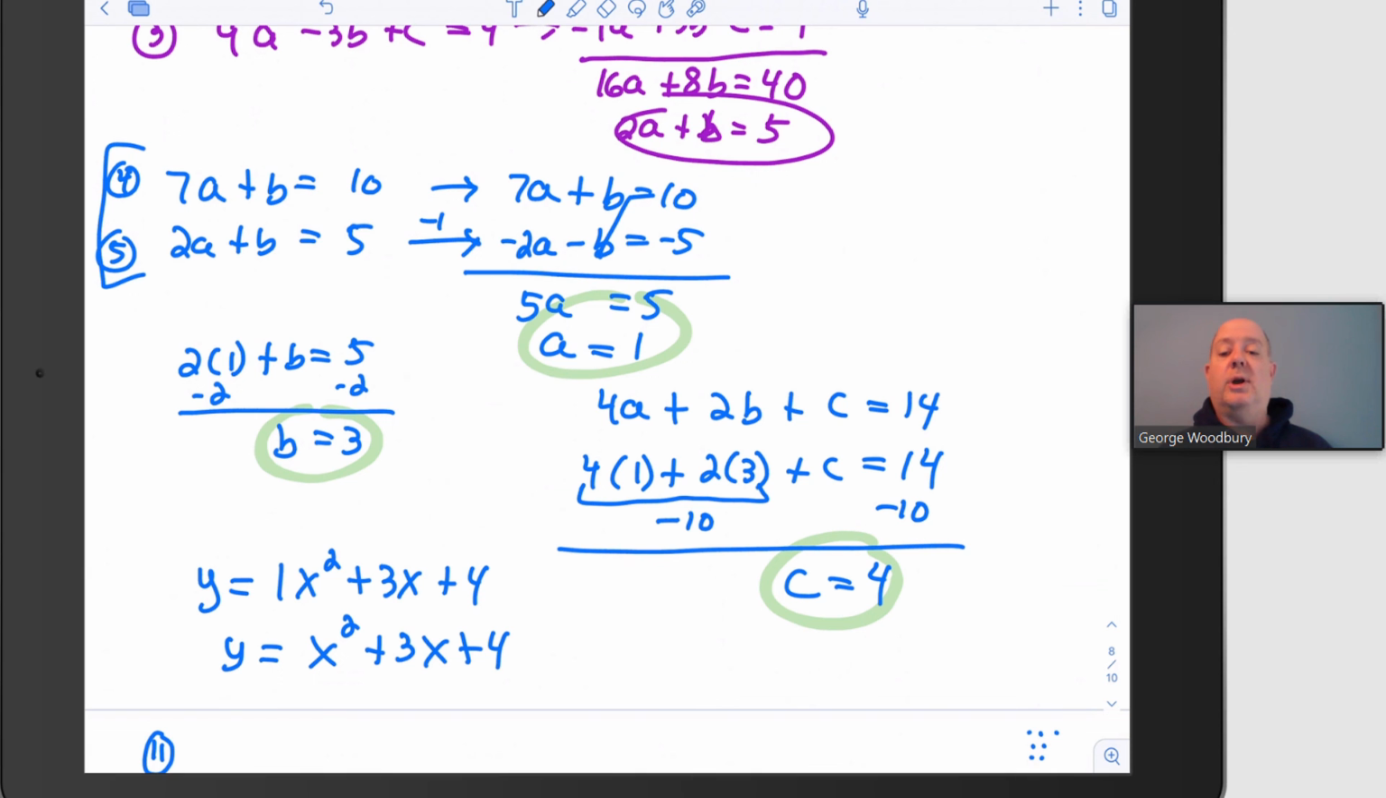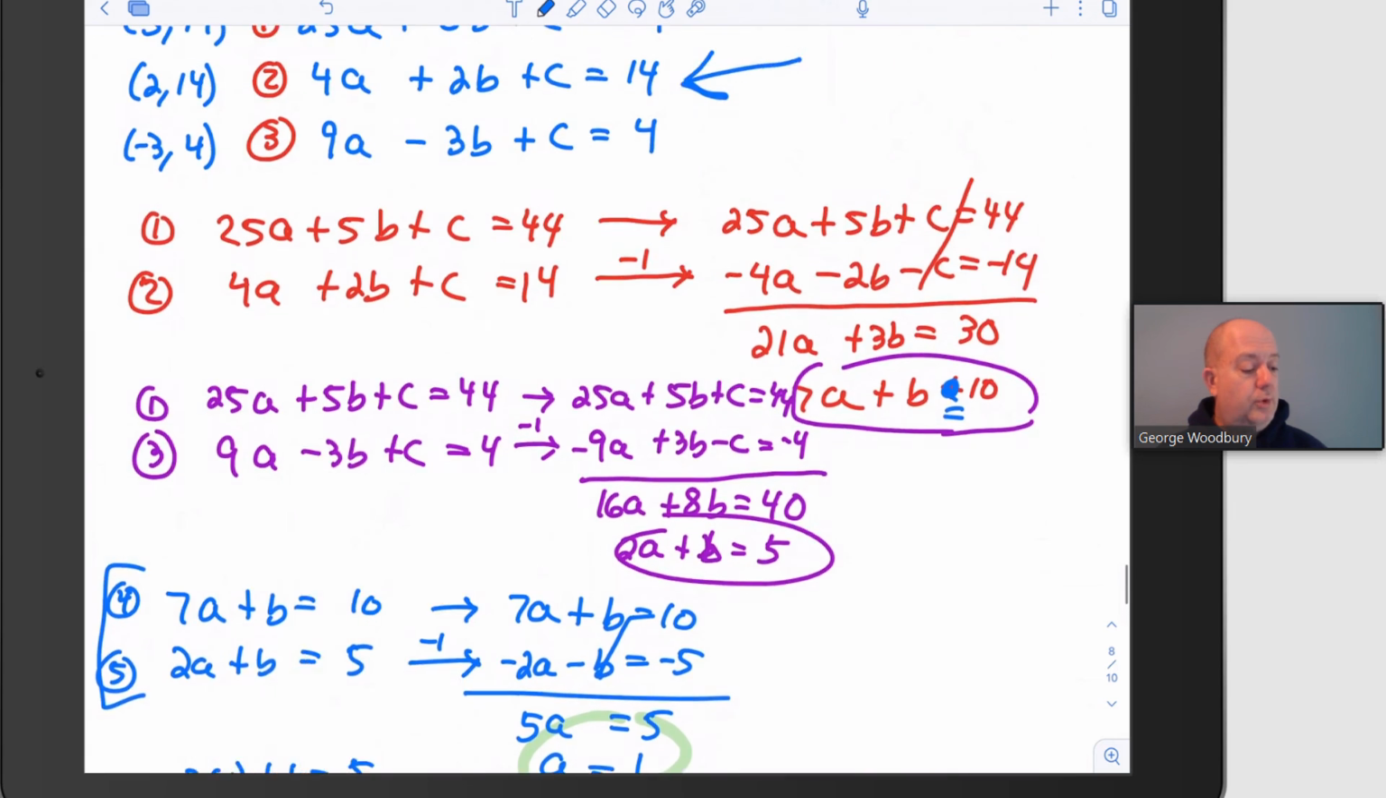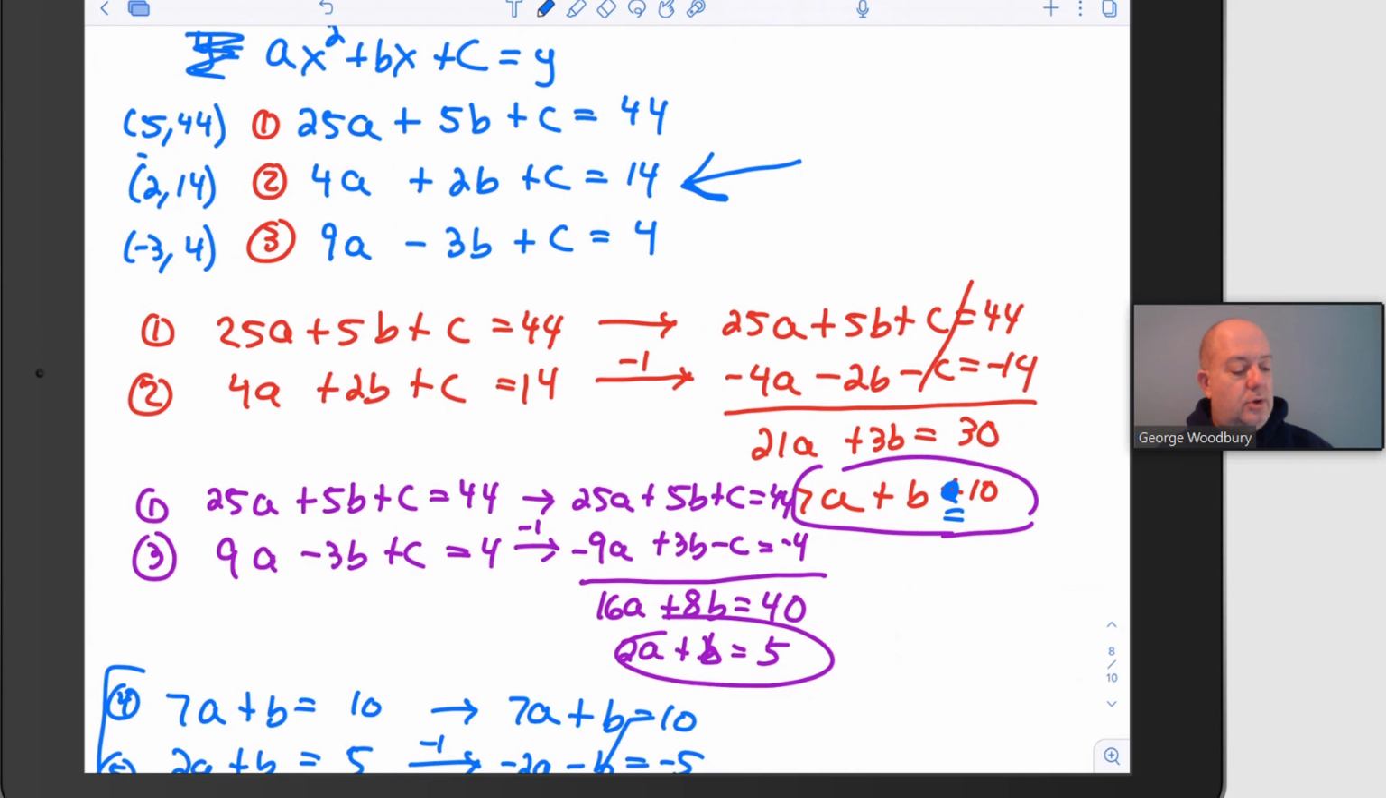through those 3 points. Now, if you want to check your work, we used 2, 14 to get the last solution. You can plug in 5 for x, see if you get 44. You can plug in -3 for x, see if you get 4.